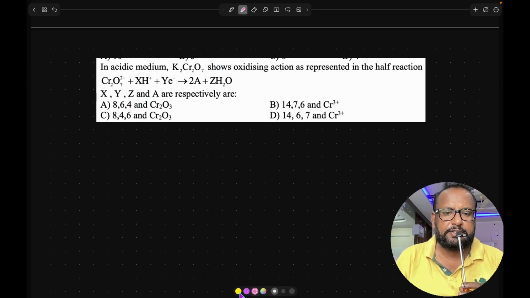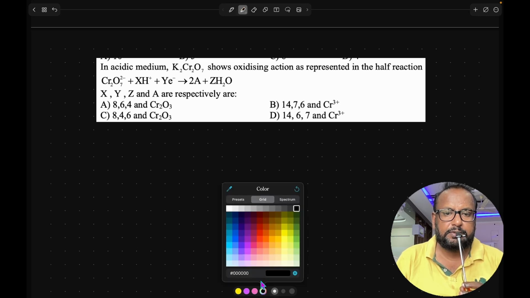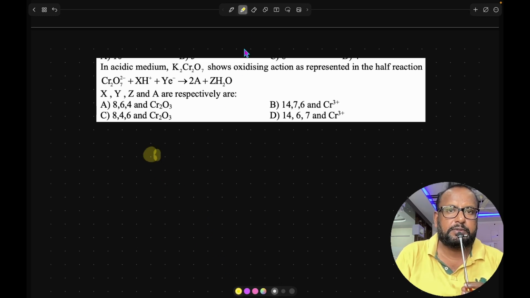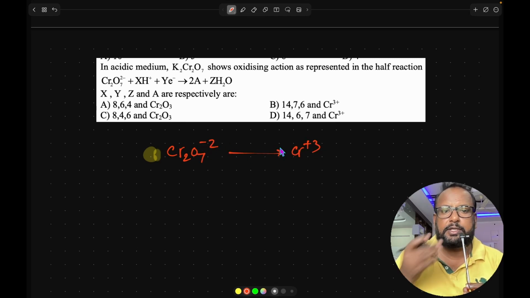So the question given is this one. What it is saying: Cr2O7 2 minus reacts with H plus and Y moles of electrons gives 2A plus Z H2O. So here you will get chromium plus 3. So the reaction should be Cr2O7 2 minus gives Cr 3 plus. So this is the reaction.